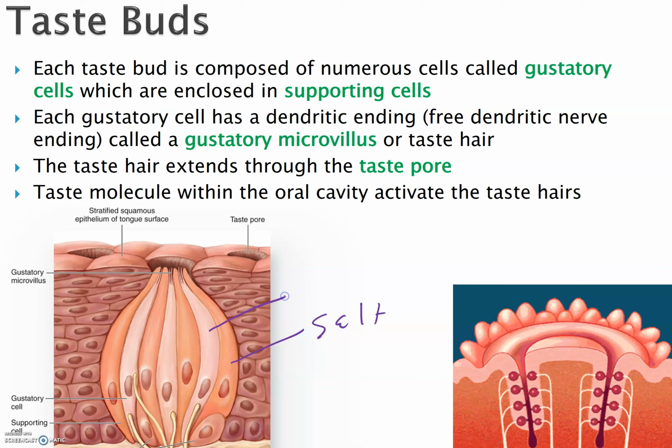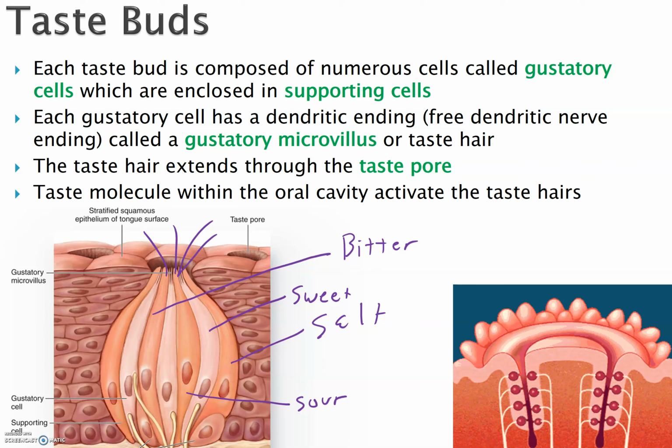This one might be sweet. One might be for sour. And this one, my least favorite, is bitter. Now, they're in little microvilli that stick out. Remember, microvilli extend surface area. And chemicals bind to them.